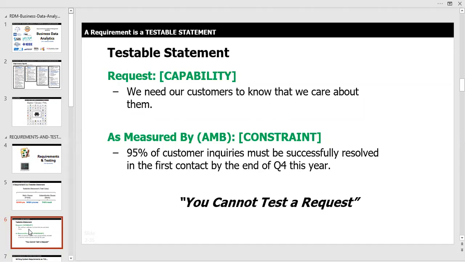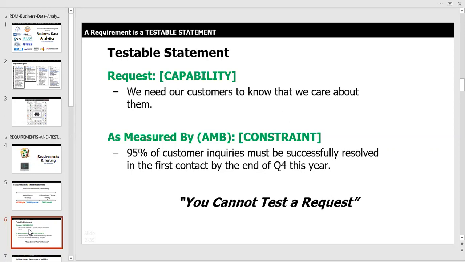Our job as an analyst is to figure out how you turn that into something that can be measured. So I call that as measured by, or the constraint. For example, the request would be, hey, we need our customers to know that we care about them, as measured by 95% of customer inquiries must be successfully resolved in the first contact by the end of Q4 of this year. Now you have a complete partial statement. You have a complete need, a then statement, but you really don't have a full testable case yet. You just have part of it.